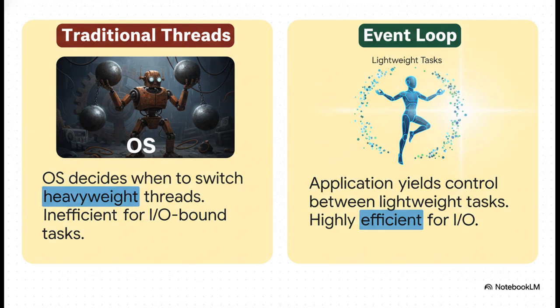And this table really shows the fundamental mindset shift you need to make. With traditional threads, you have what's called preemptive multitasking. The operating system is the boss. It decides when to stop one task and start another. These are heavyweight OS threads. But with an event loop, it's cooperative. The application itself says, hey, I'm about to wait for something, so I'm going to yield control. It's working with lightweight task objects, not full-blown threads. And for I/O-bound work, which is mostly just waiting, this cooperative approach is just wildly more efficient.